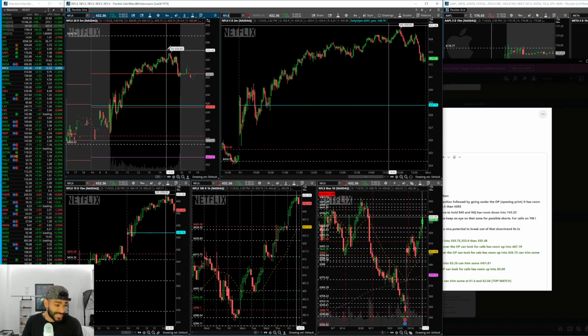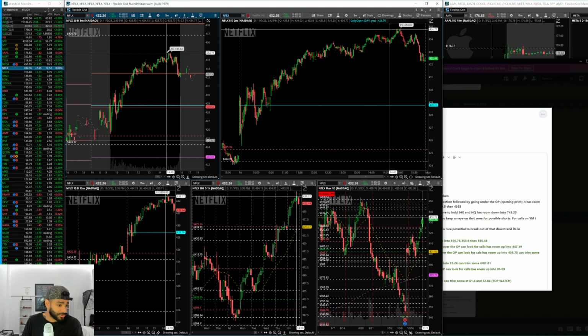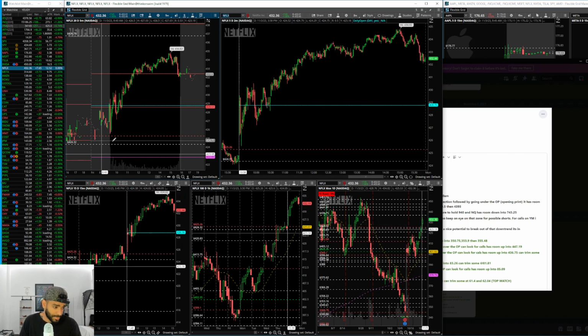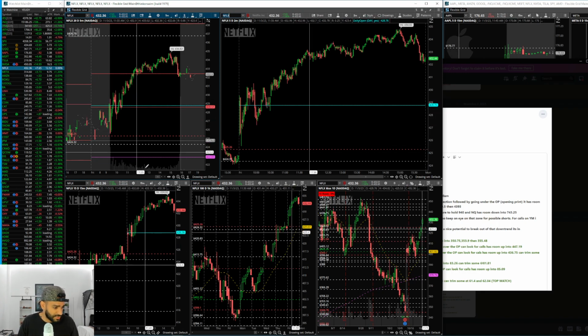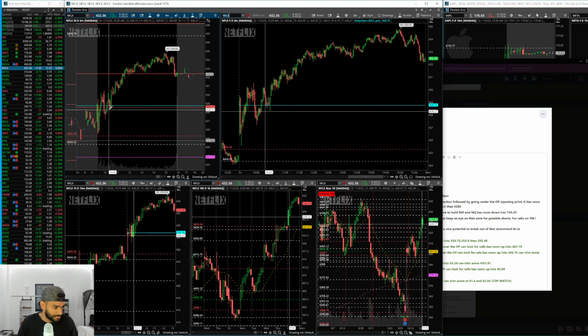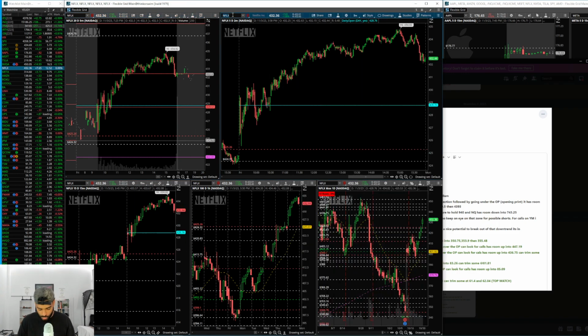But it still printed. It went from 425 all the way to 434. It's an $11 move. But again, I usually like a level retest to get in. So Netflix did not give me an entry. But you could have gotten in right here on this nice little pullback. You would have made some great money. Next one was Roku.